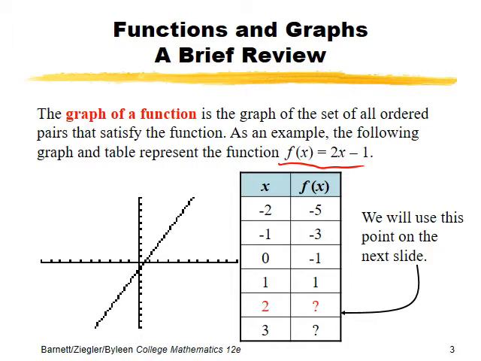f of x equals 2x minus 1. We can substitute any value of x. For example, if I substitute x equals minus 2 into this function, we will get y or f of x, now sometimes we write it as y equals 2x minus 1. y is minus 5. If I substitute x equals minus 1, I will get y equals minus 3, and so on. If I substitute x equals 1, I will get y equals 1.